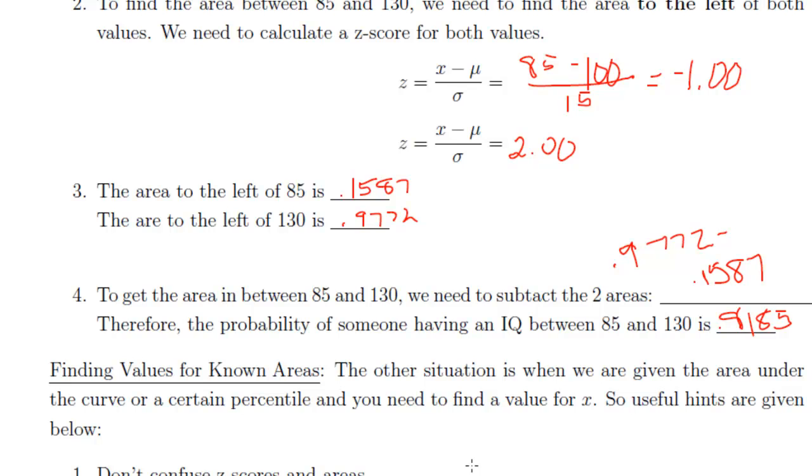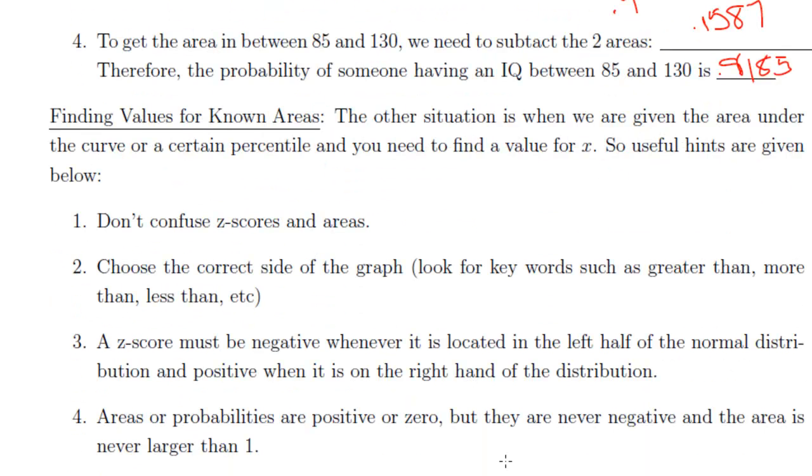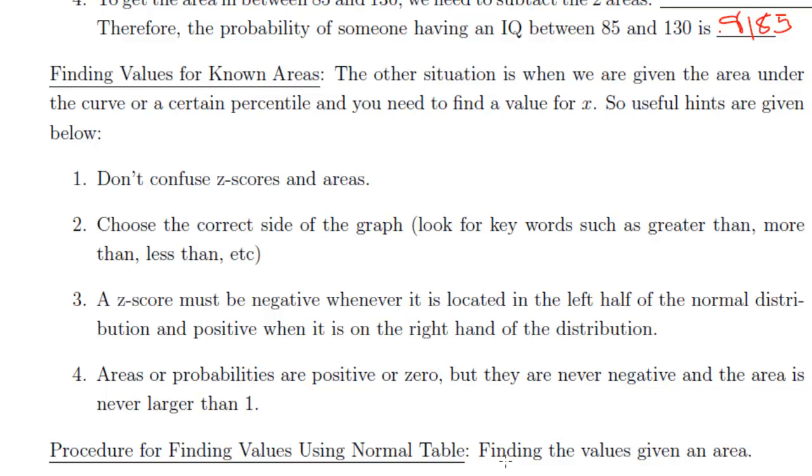Okay, and so before we move on to the next video, you covered some of this in your class the other day, but we want to do the reverse. So we also want to find a value for x given a z-score. So these hints, finding values for known areas, will help you to distinguish the two types of problems. So the first thing is not to confuse z-scores and areas. A z-score represents the number of standard deviations above or below the mean a value is. And the area represents a probability, and that's when you use the table or your calculator.